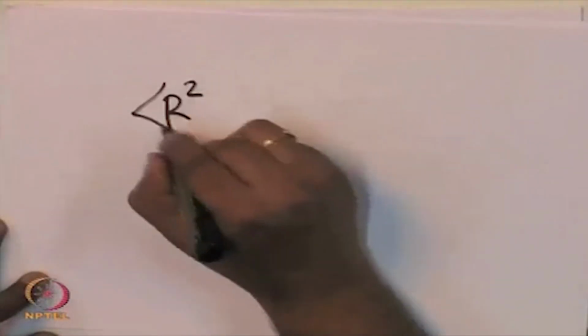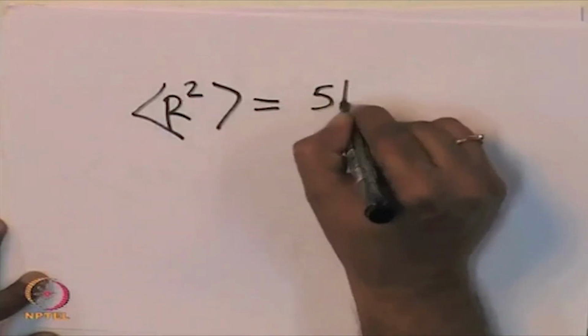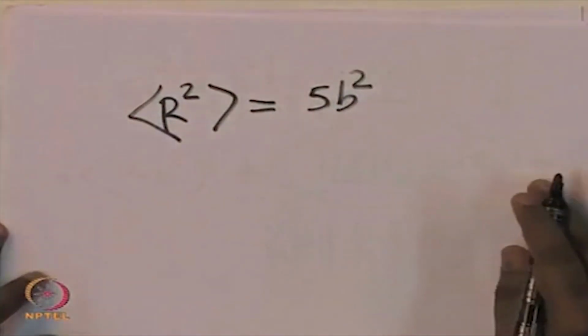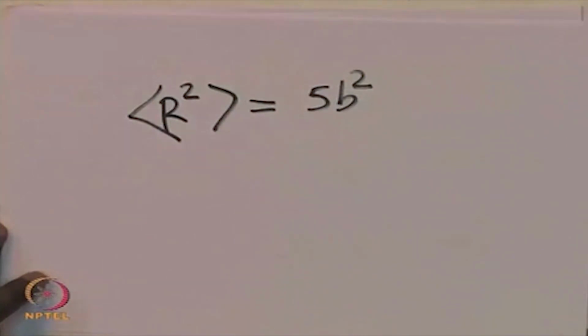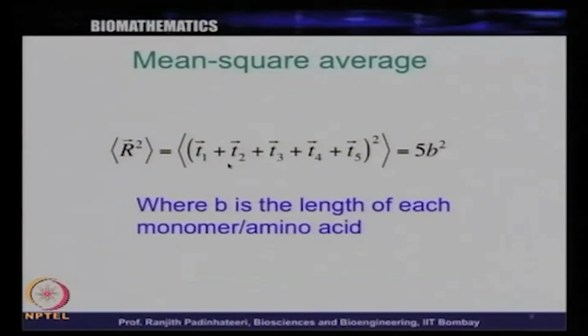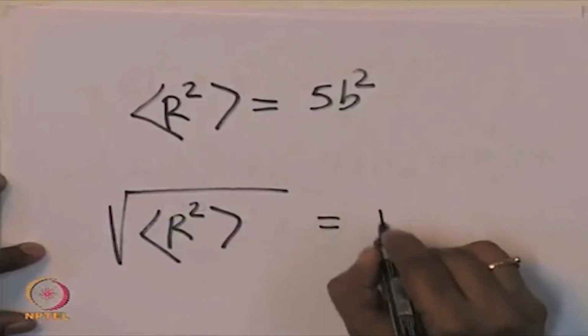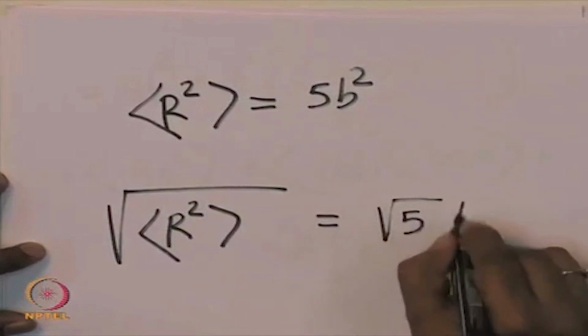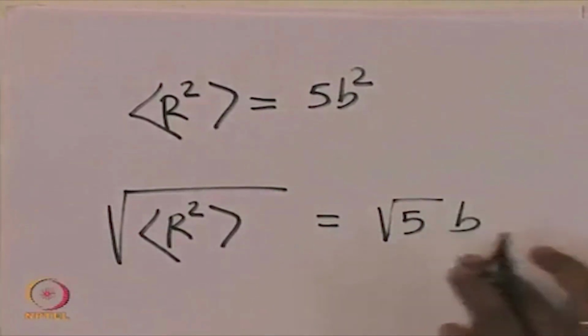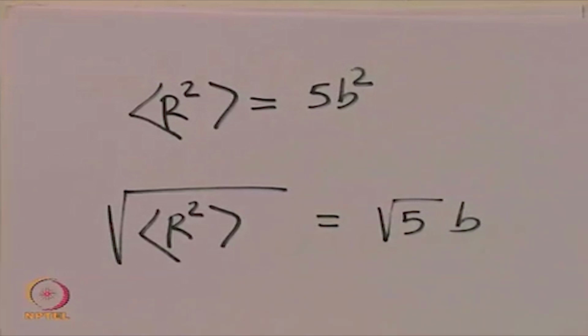So, the answer you will get at the end of it is that R square average is 5 b square. So, what do we get? R square average, which is T1 plus T2 plus T3 plus T4 plus T5 whole square average, is 5 b square. So, the RMS end to end distance, the root mean square end to end distance, is square root of 5 times b. If you have 5 monomers, the root of R square average is square root of 5 b.